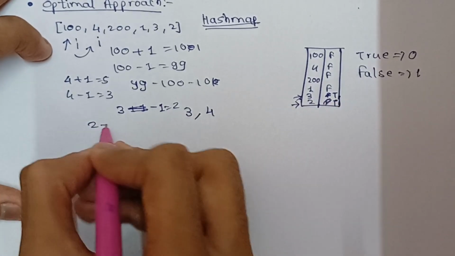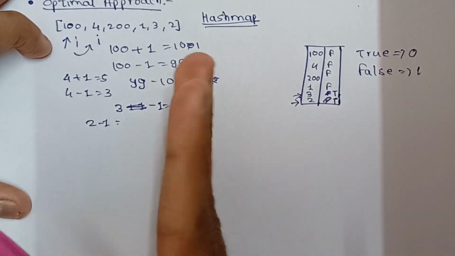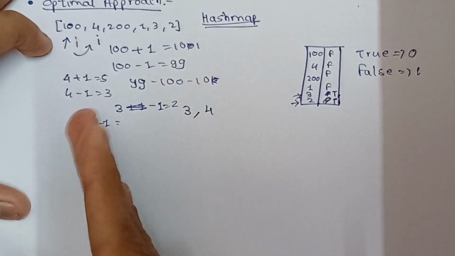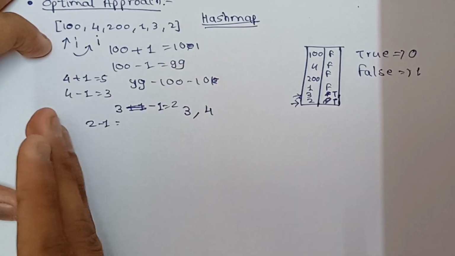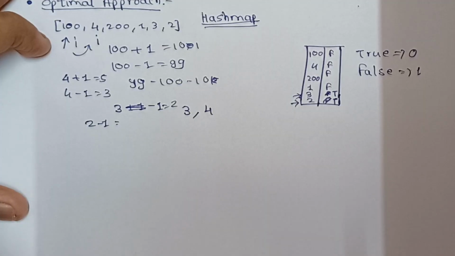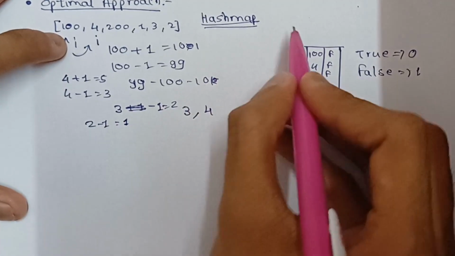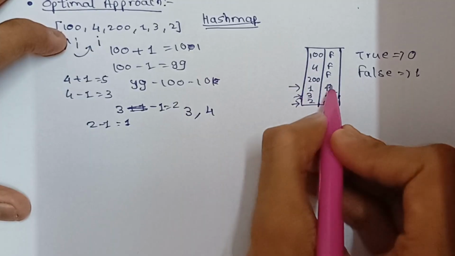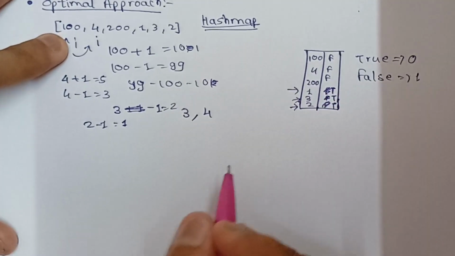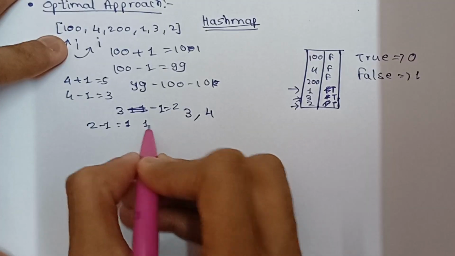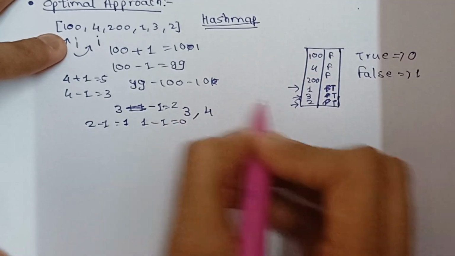Now we will check 2 minus 1. We are getting the previous number, so we are subtracting that number. 2 minus 1 is equal to 1. Now we find 1 in the hash map, and this false will become true. Then 1 minus 1 is 0, and there is no 0.